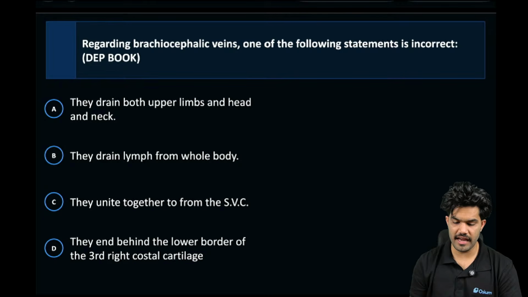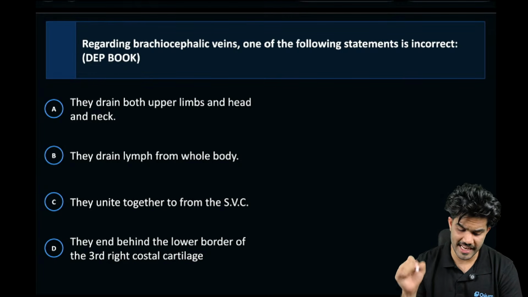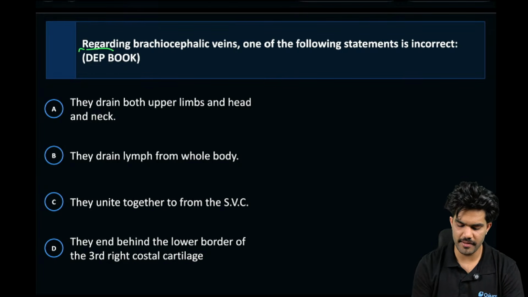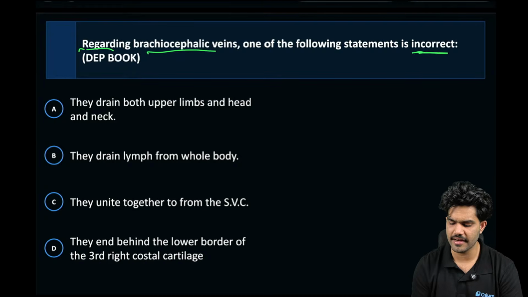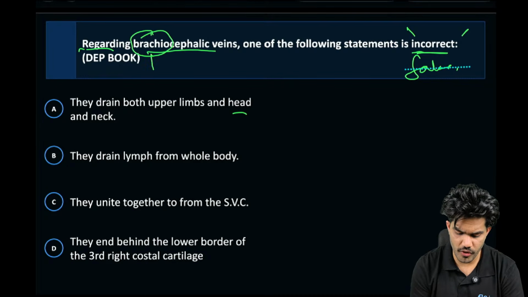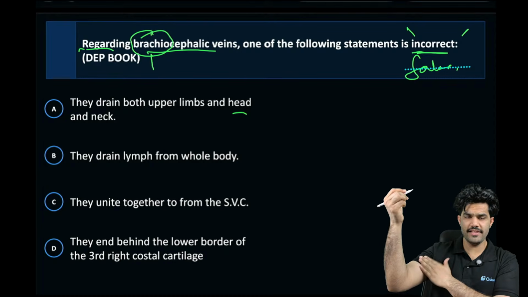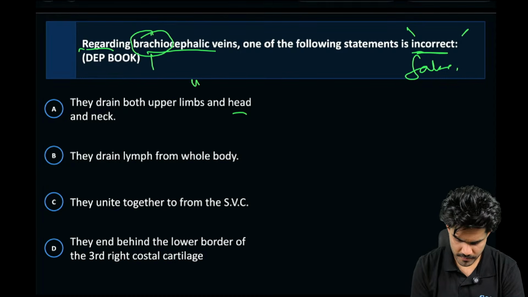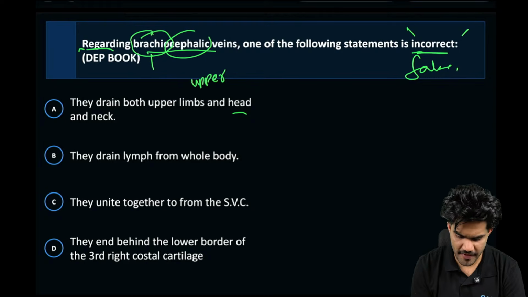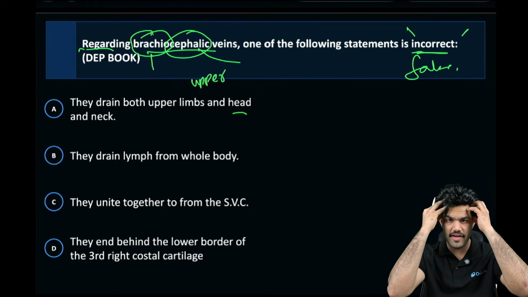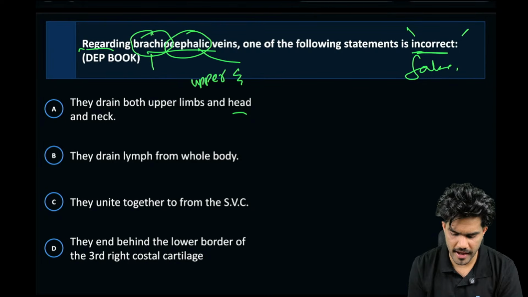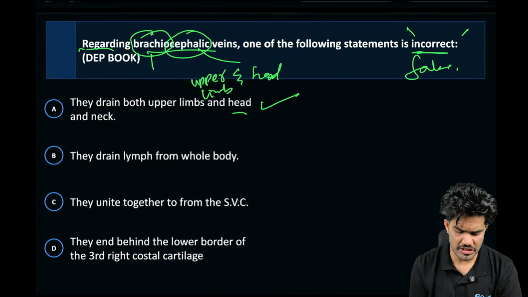Regarding the brachiocephalic vein, one of the following statements is incorrect. Let's see. They drain both upper limb and head. See, by the name itself, brachio means what? Brachio means upper limb. Cephalic refers to head. So upper limb and head. See, this is the right answer.